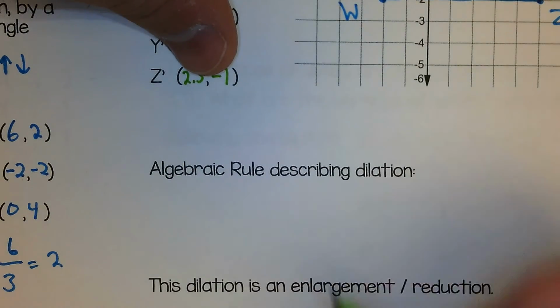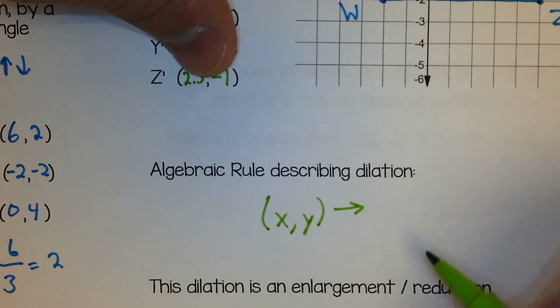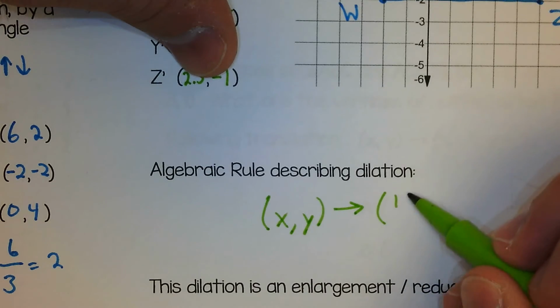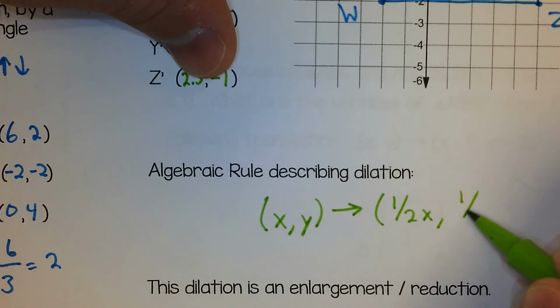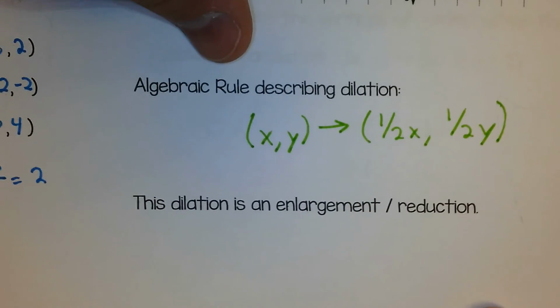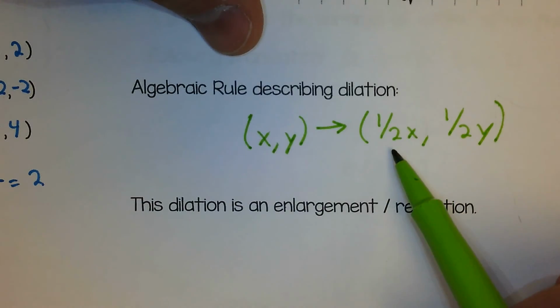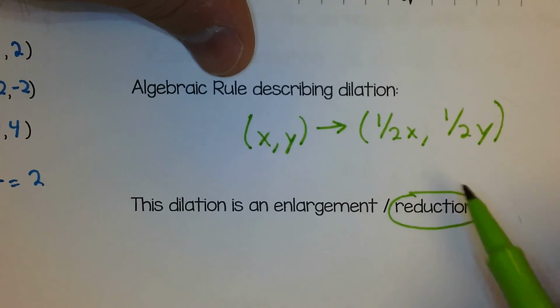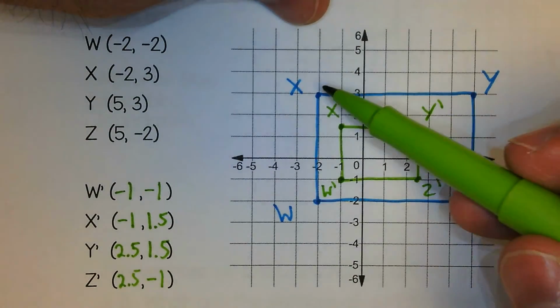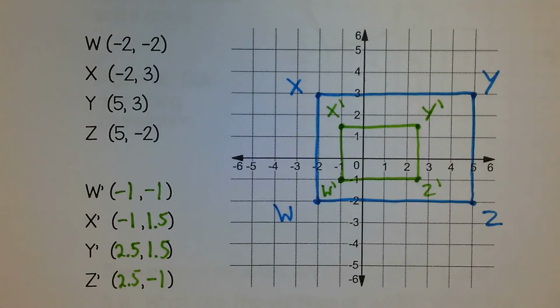So the algebraic rule here for dilation would be (x, y) transforms to (1/2 x, 1/2 y). And then would this be an enlargement or reduction? Tell me what you think. And then because we are multiplying by a scale factor smaller than 1, this would be considered a reduction. And if we look at it, we will go from the blue to the green. So we go from a larger rectangle to a smaller rectangle, so we reduce the size.